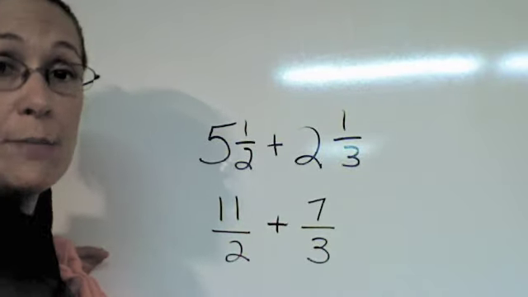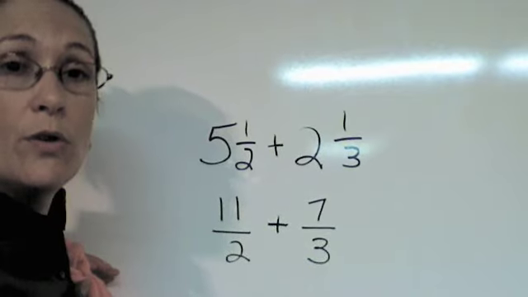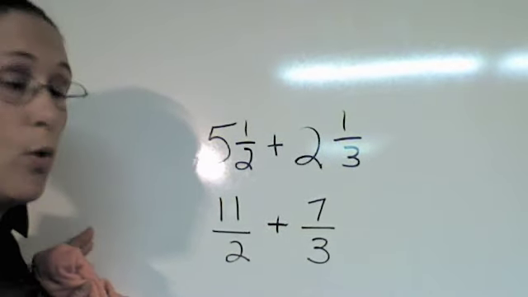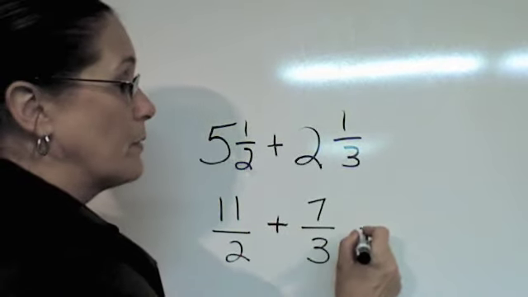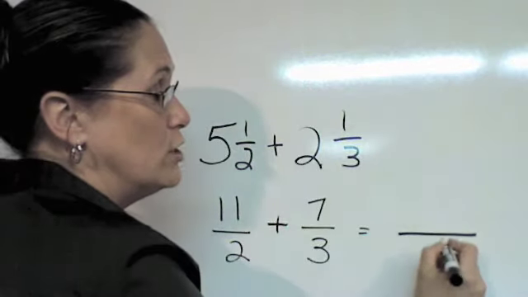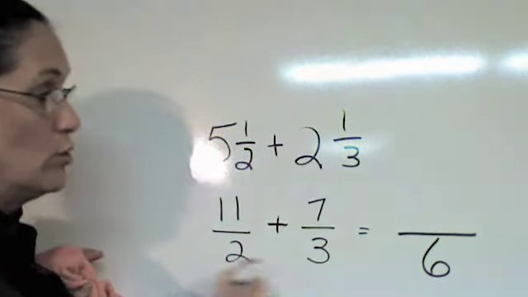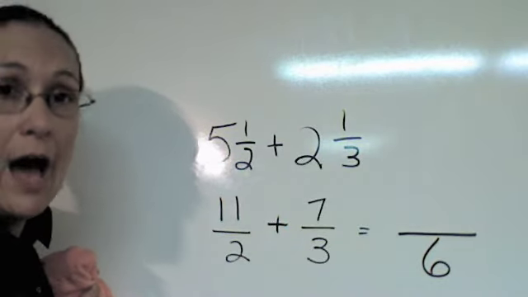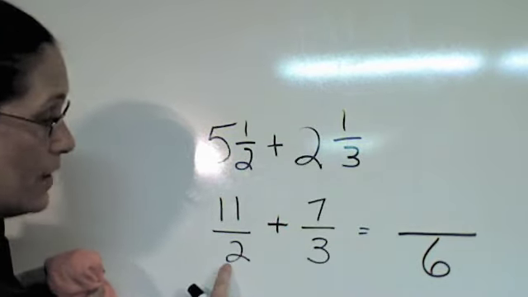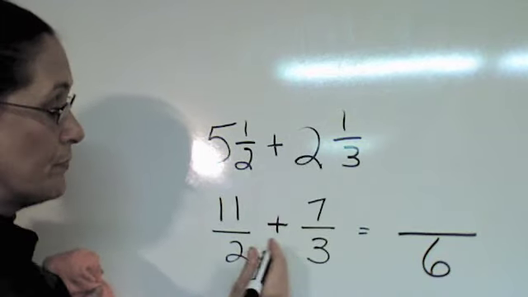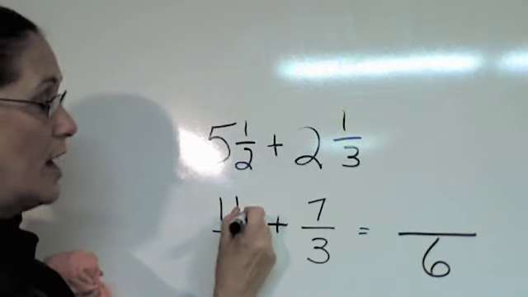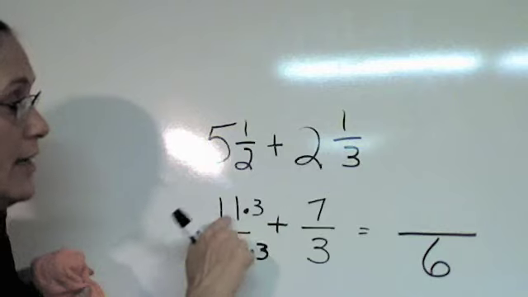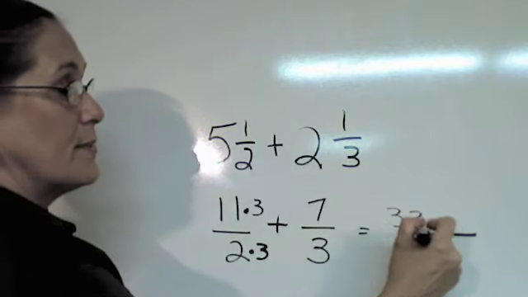Well, they're already in prime factors, so we can't break them down anymore. So I must use this factor, and we're going to find out that my new denominator will be 6. 2 times the 3 will be 6. And we play, how did I get there? How did I get from 2 to 6? I had to multiply that by 3. If I did that to the denominator, I must do it to the numerator. 11 times 3 is 33.